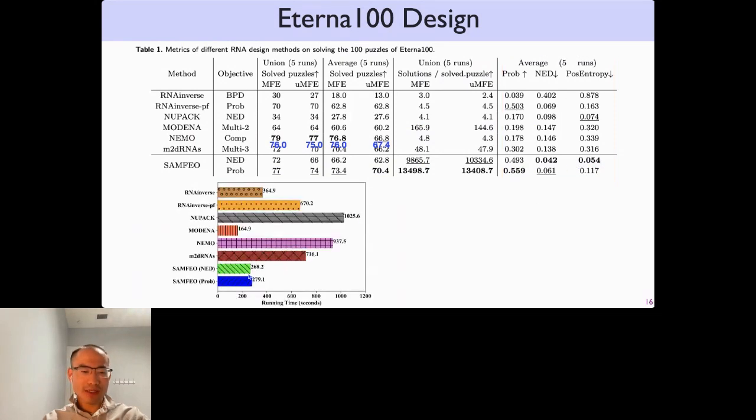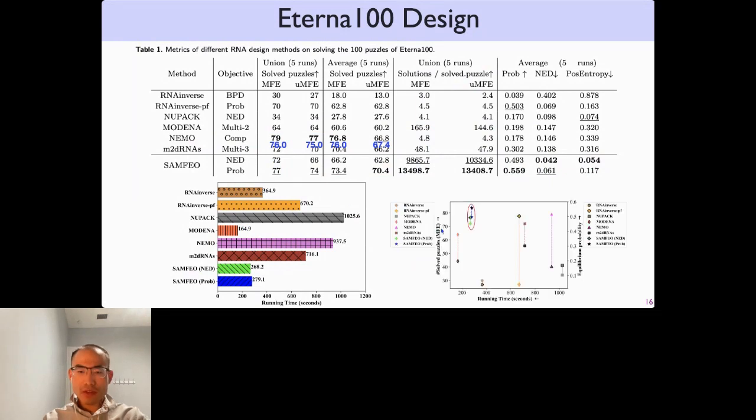Moreover, our method is fast. We can see the method sample is only slower than Moderna, but the metrics in the table are much better than Moderna. So overall, our method achieves the best trade-off between running time and design successfulness.